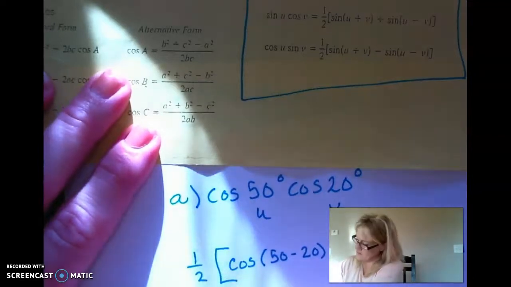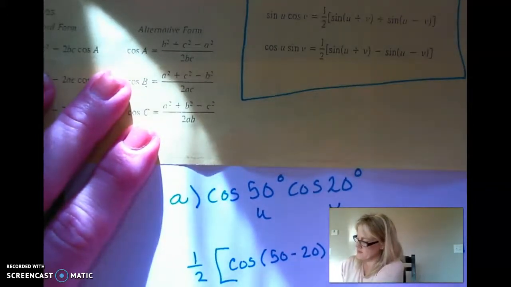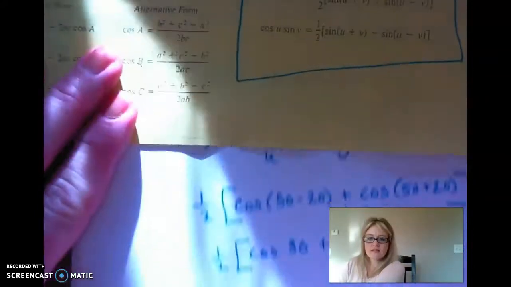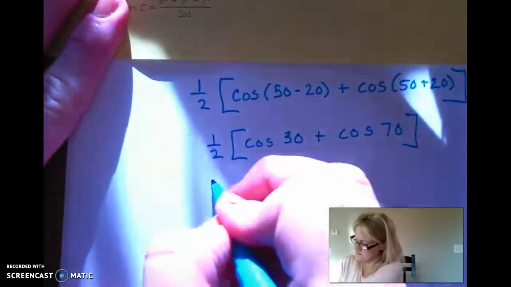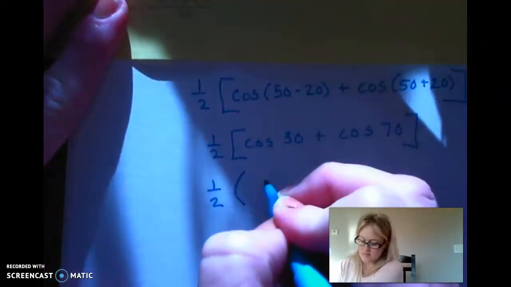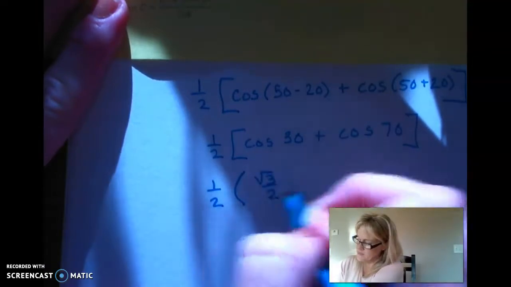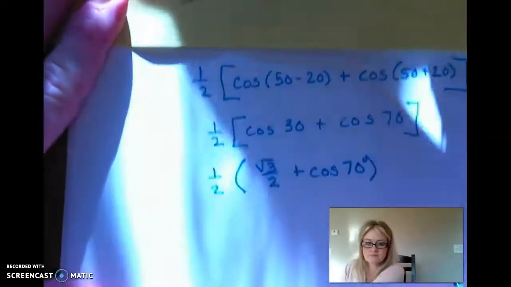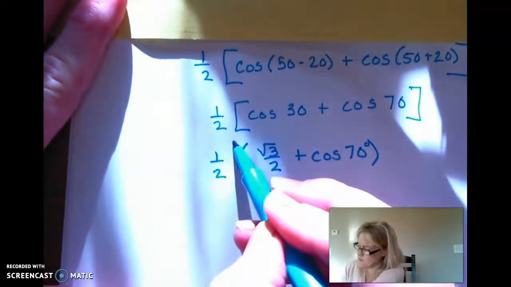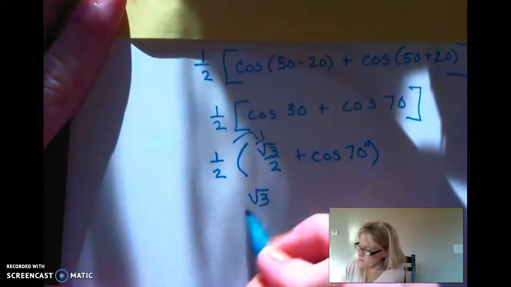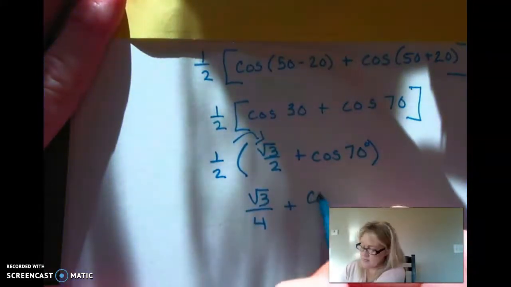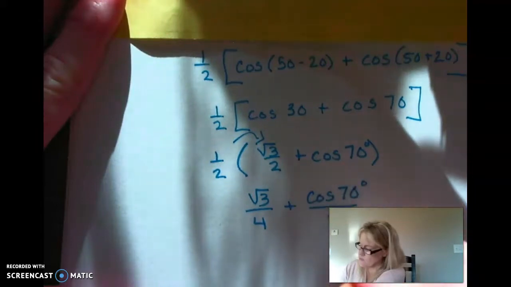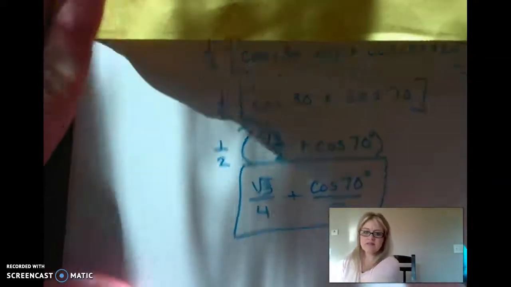Okay, so now we have 1/2 times the cosine of 30 plus the cosine of 70. Well, I know that the cosine of 30 is on my unit circle. The cosine at 30 degrees is the same as square root 3 over 2. However, cosine of 70 is not on my unit circle. I can distribute 1/2 and I get the square root of 3 over 4 plus the cosine of 70 degrees over 2. And that's how we would leave that.